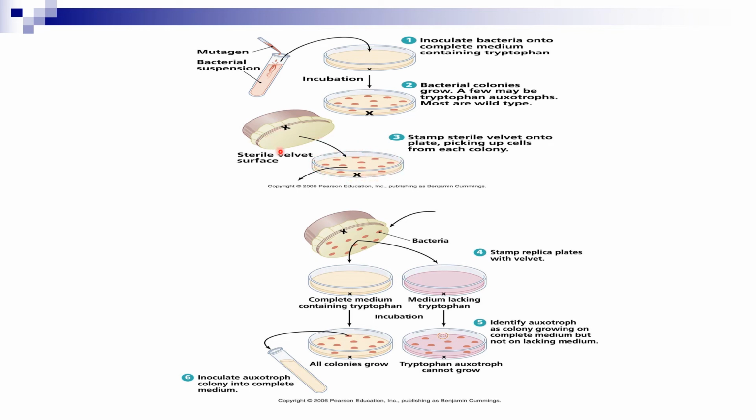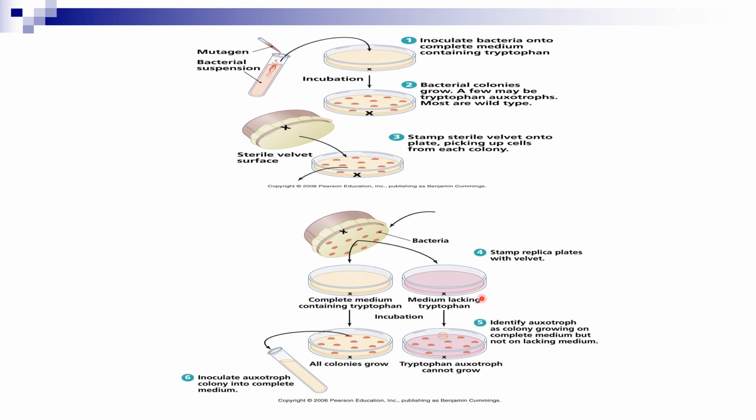But then we do what's called a stamp. And this stamp is a velvet surface. You notice the X that you've got on the plates and the X that you've got on the stamp, and you line the two up, and if you stamp that velvet surface onto these organisms, you're going to take some of each of those colonies and it's going to transfer onto the velvet surface. Then you imprint that on another set of media. One is going to be that same complete media that you had just used, but the other one's going to be a medium that lacks tryptophan.